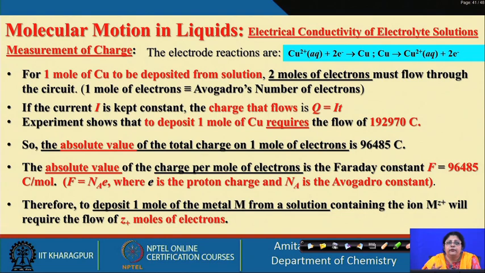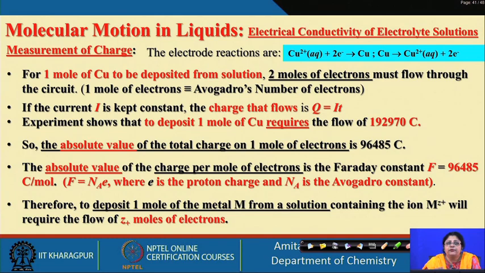How much charge per mole of 1 electron? That is given to be 96485 coulombs per mole. So, therefore, to deposit 1 mole of metal, say M, here it can be copper, from the solution containing M^(z+) ions will require the flow of z moles of electron. So, if I take this example, what do I get?